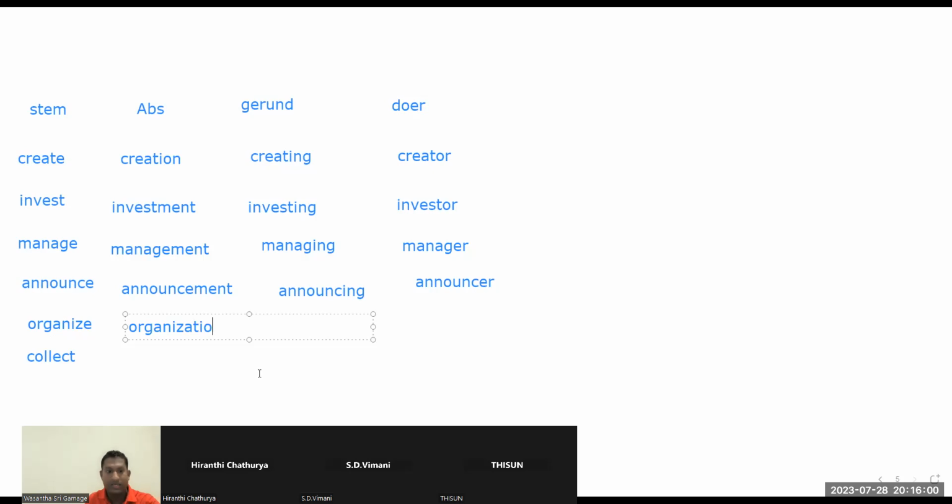If you organize something, definitely there will be an organization. Organizing. And the person who organizes can be called organizer.